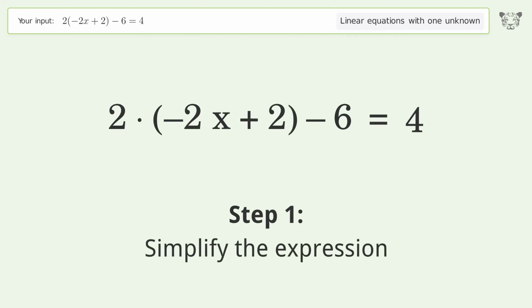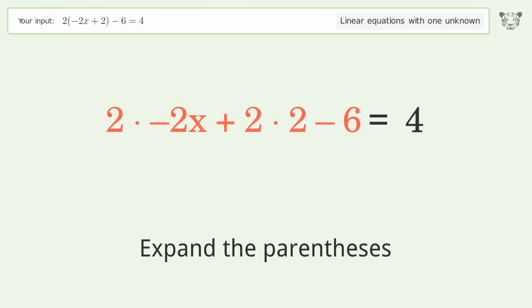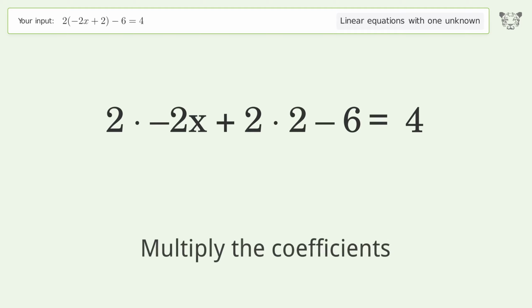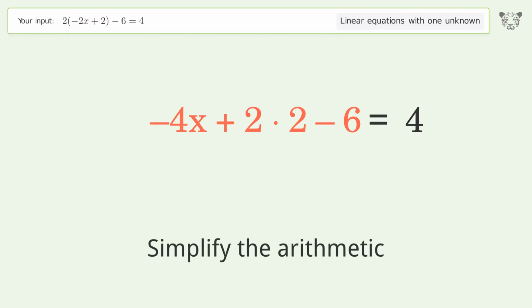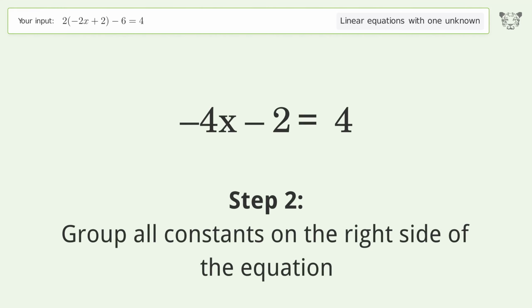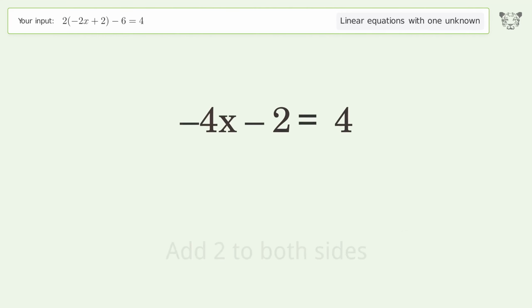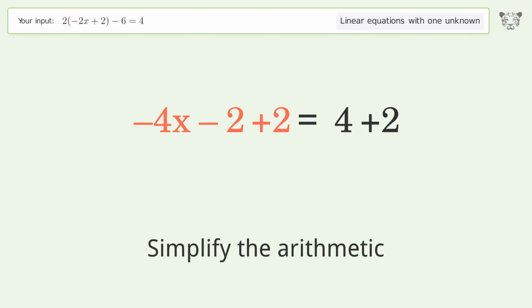Simplify the expression. Expand the parentheses. Multiply the coefficients. Simplify the arithmetic. Group all constants on the right side of the equation. Add 2 to both sides. Simplify the arithmetic.